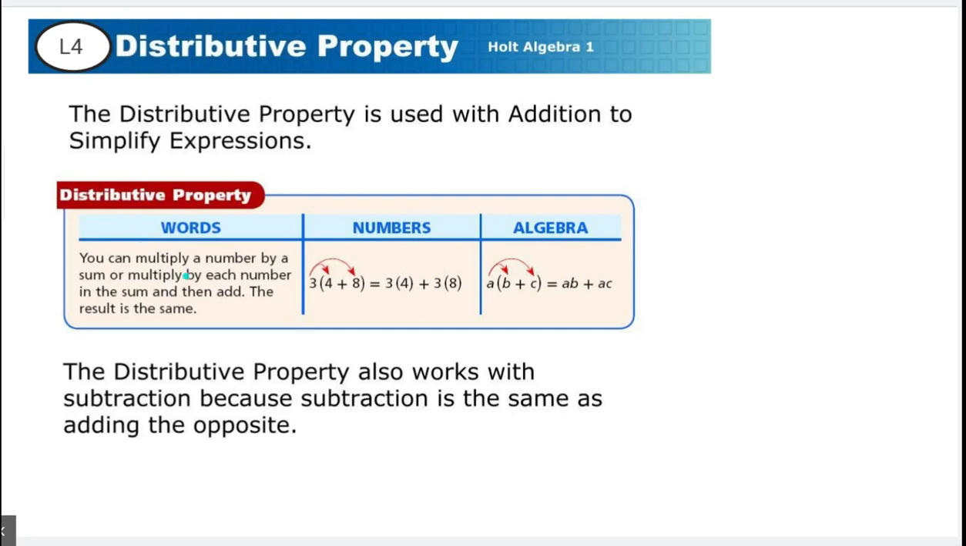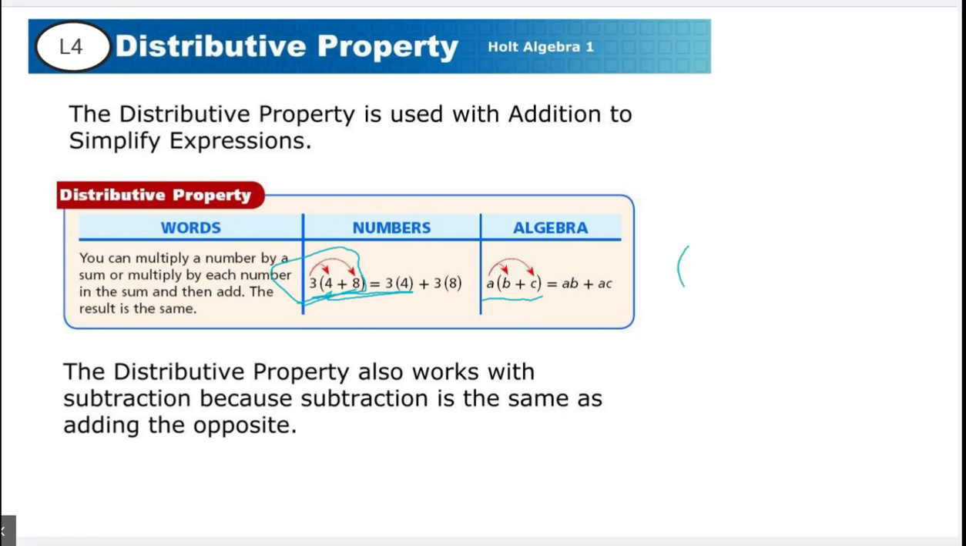You can multiply a number by a sum or multiply each number in the sum and then add. The result is the same. So this is distribution right here. Oops, sorry. I'm using my pen and trying to look at the screen and not at my pen. That is distribution. In algebra, it'd be A times B plus A times C.